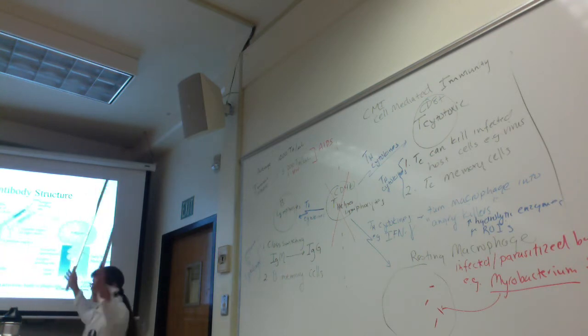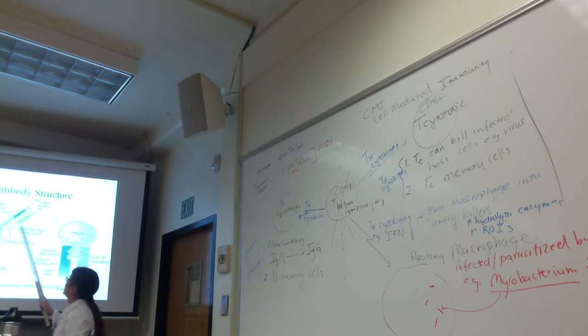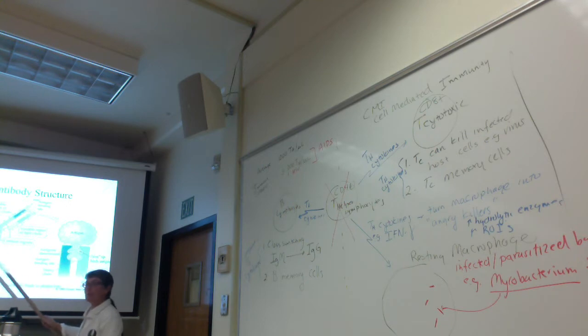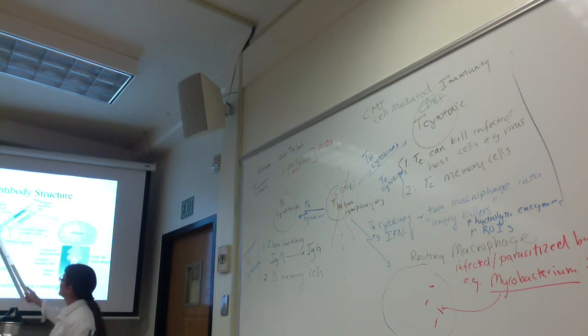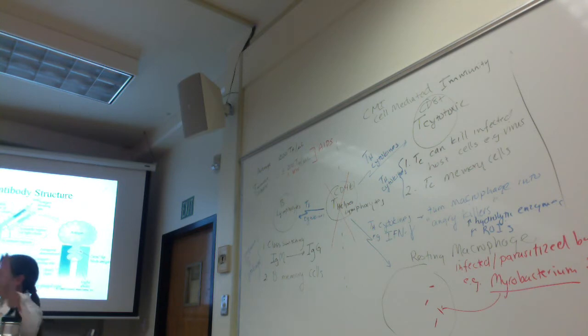Now, we can see we have this Y shape, and I always use my body as an antibody. We can see the antibody has two arms and what's called a stem. And what's really cool is that at the end of the two antibody arms are antigen binding sites. So it's almost like our hands, right?